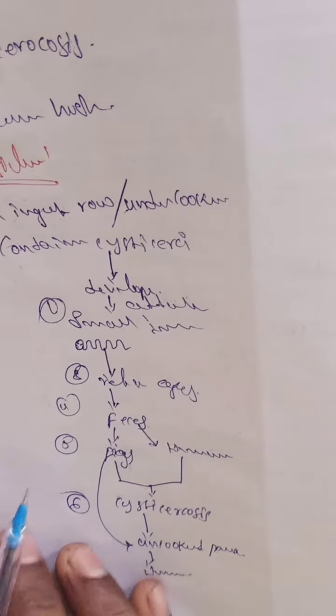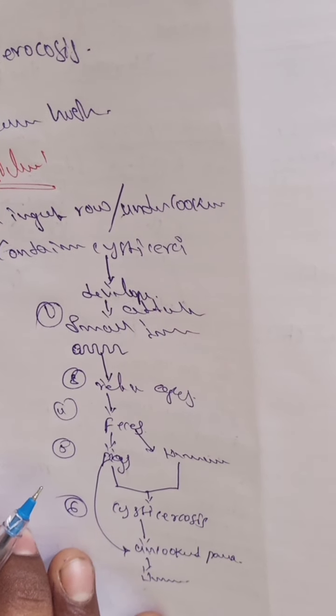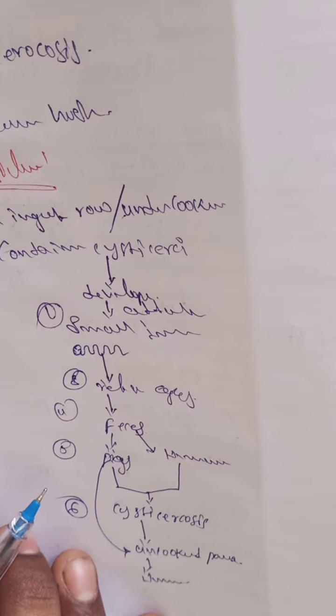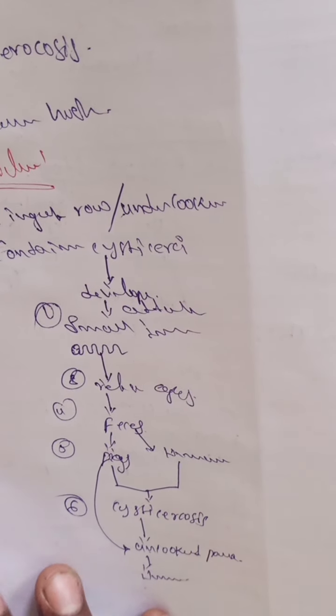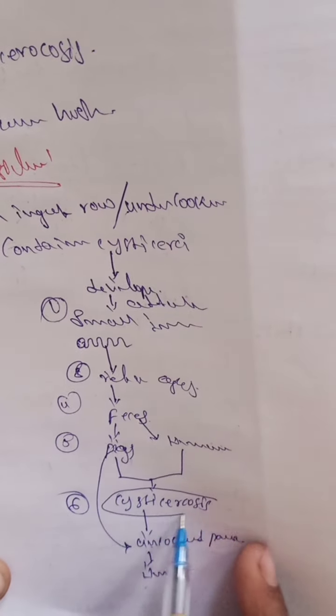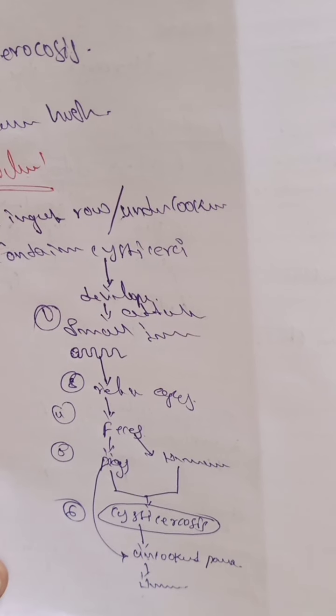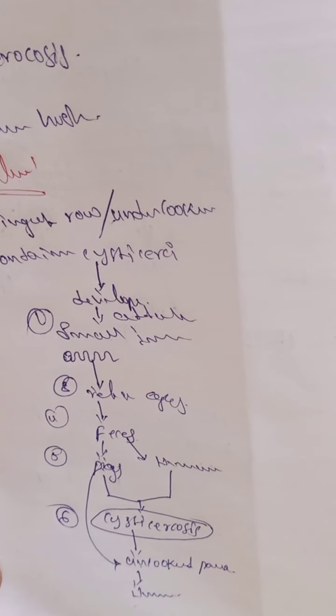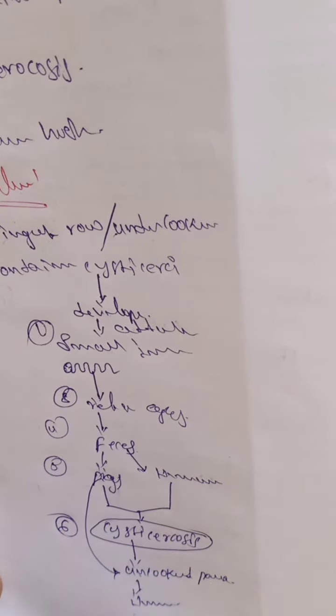So this is the life cycle and pathophysiology of Taenia solium. Many times it produces its eggs with contamination, and different types of diseases occur in the body.